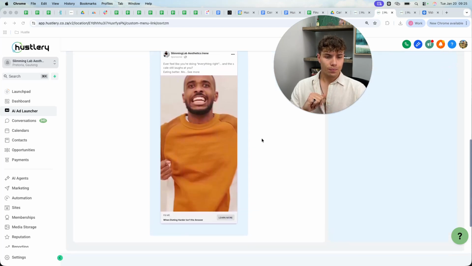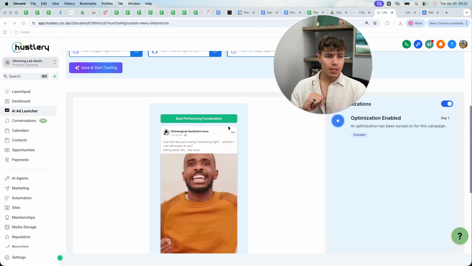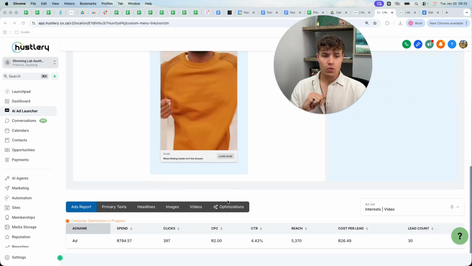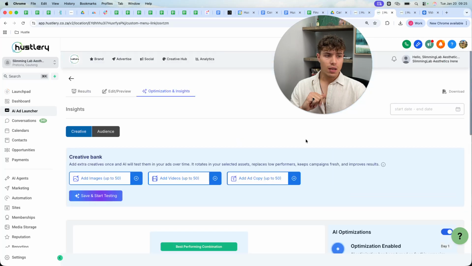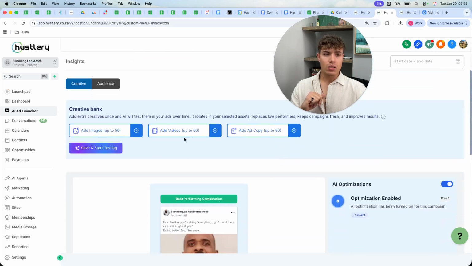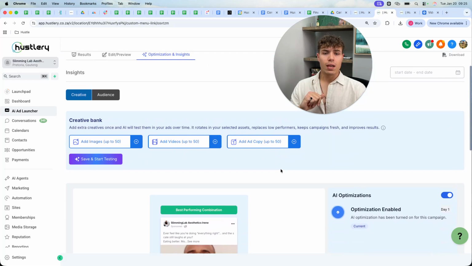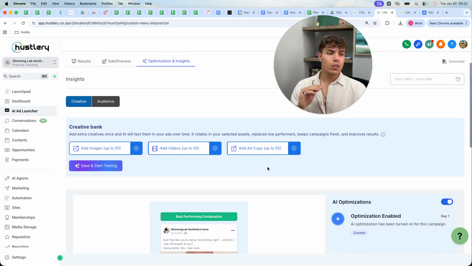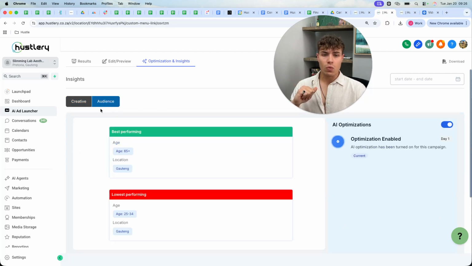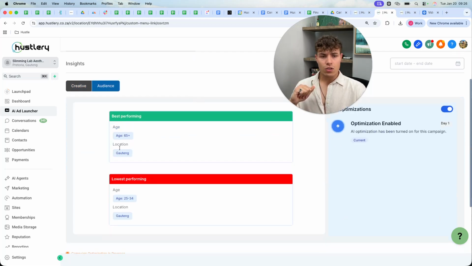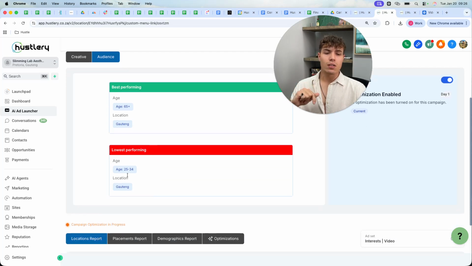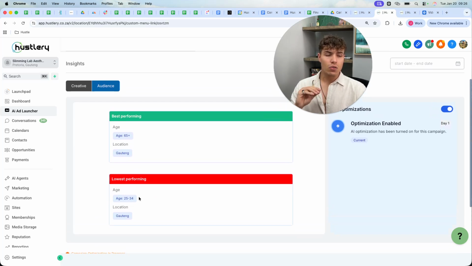Okay, but this is where you will see what is the best performing combination, and it will also give you optimization insights. It will tell you to maybe add some images, add some videos, add different copy, and then you can start testing and seeing which ones perform better. Then you can eliminate the ones that do not perform. You can also click on audience over here and it shows you the best performing age is 65 plus, the best performing location is Gauteng. The lowest performing age is 25 to 34, meaning that that age range is not really interested.